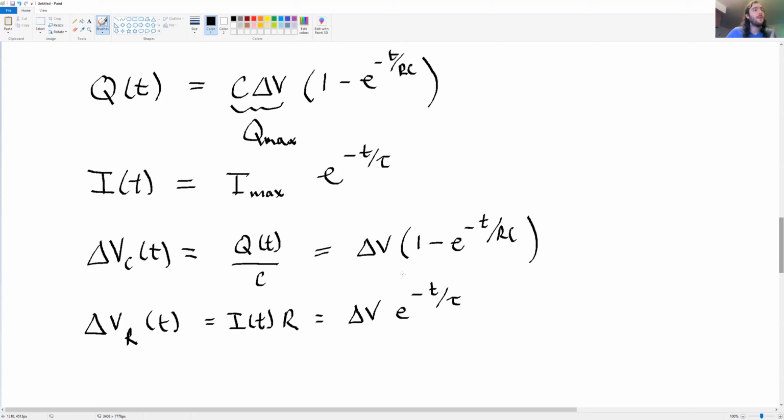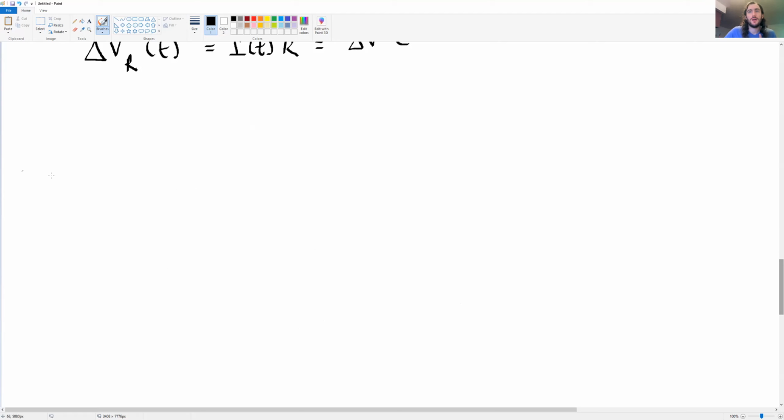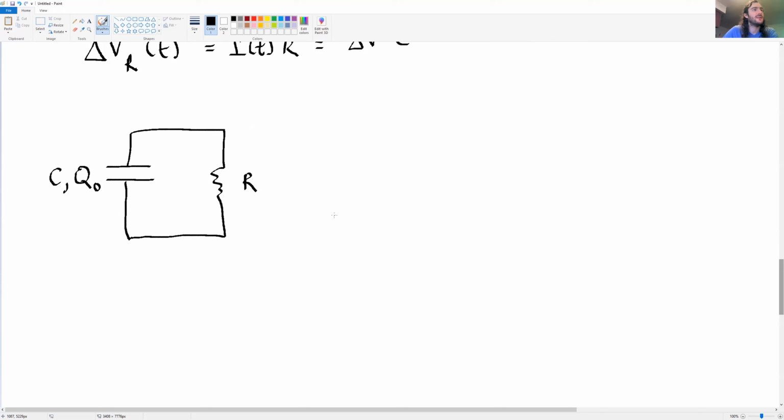There is one more circuit I want to talk to you guys about before I let you go, okay? And that is a discharging capacitor. So that's kind of the opposite of what we had there. A discharging capacitor is when we start with a maximum amount of charge here. So it starts with a capacitance C and a maximum charge Q on it. We'll call it Q0 for the initial charge. And we have this resistance here, R.